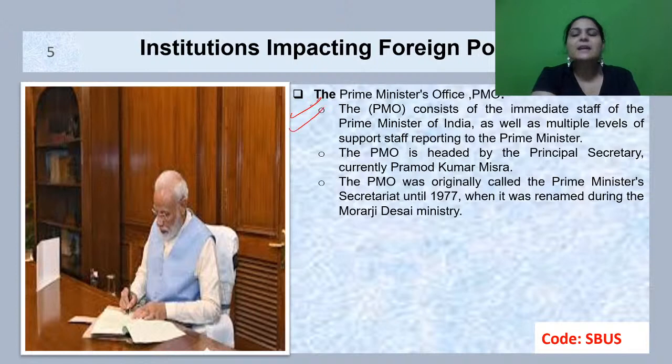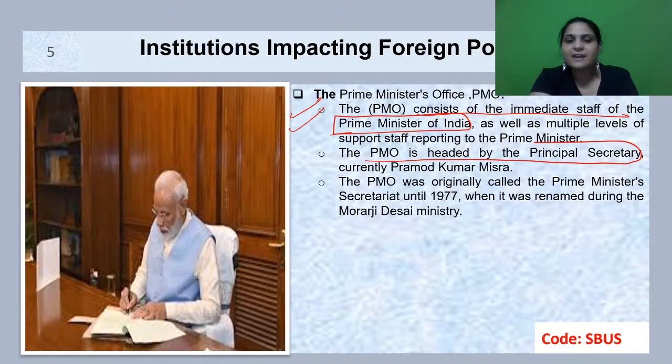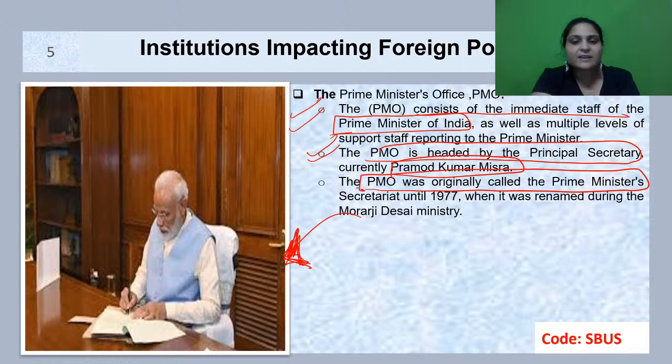The Prime Minister's Office, or the PMO, consists of the immediate staff of the Prime Minister of India. All right. The PMO is as powerful as the Prime Minister, because if the Prime Minister gives a lot of importance to the PMO, it becomes powerful. Otherwise, it actually remains a little bit latent. That's how it works. The PMO is headed by the Principal Secretary, currently Pramod Kumar Mishra. All the staff actually report to the Prime Minister. They help the Prime Minister in various functionalities and to also help him handle the various ministries that he is head of, or the charges that he's handling. It was originally called the Prime Minister's Secretariat until 1977 when Indira Gandhi was there. Then it was renamed during the Morarji Desai ministry as the Prime Minister's Office.